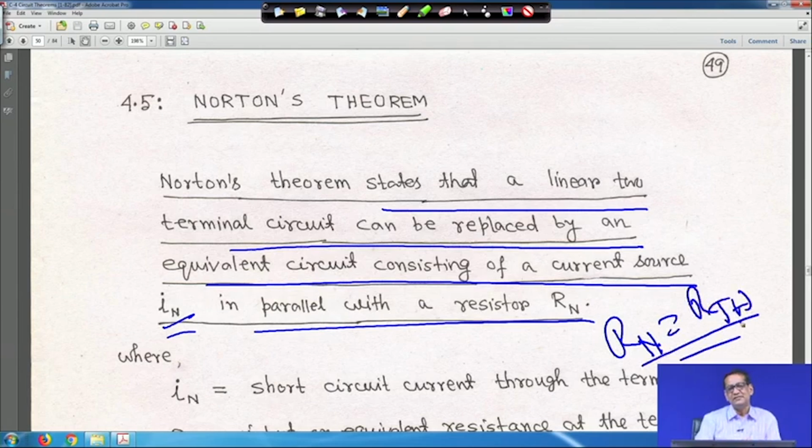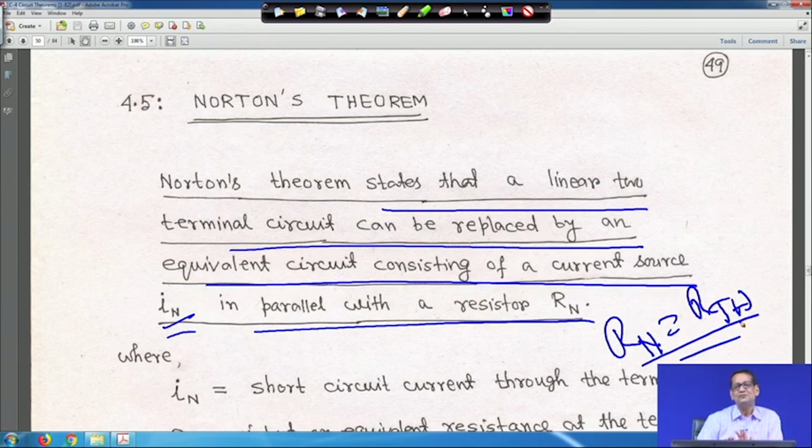I think Thevenin gave this in 1892, and Norton probably in 1933 or 37, I have forgotten the exact date, which means nearly after more than 40 years. So, sometimes the source transformation we call Thevenin Norton's transformation, because Thevenin gives one voltage source and resistance.